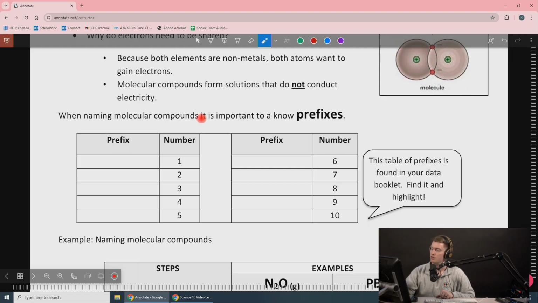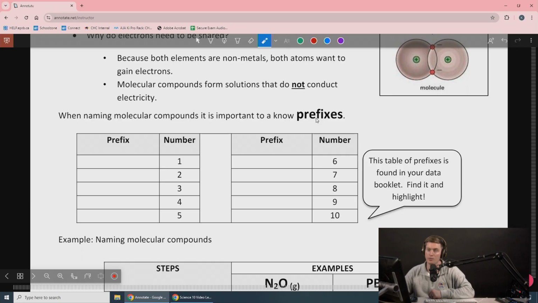When naming molecular compounds, it is important to know prefixes. Prefixes are the roots that come before the full word. So a prefix comes before the name of each atom within these molecular compounds. The reason that we have prefixes is because it's difficult to predict how many of each atom are going to be present in a molecular compound.